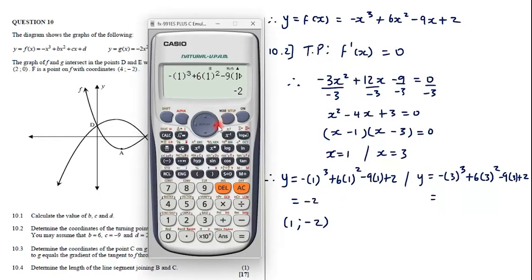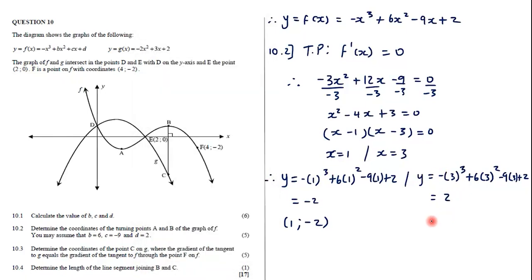Then we're going to do the same thing on the next one, substituting the value for 3. When we substitute the value for 3 here, we get 2. So the x coordinate is 3 and the y coordinate is 2. Now looking at the diagram, you can see that this is the point for A and that is the point for B. And that is how we get our answers.